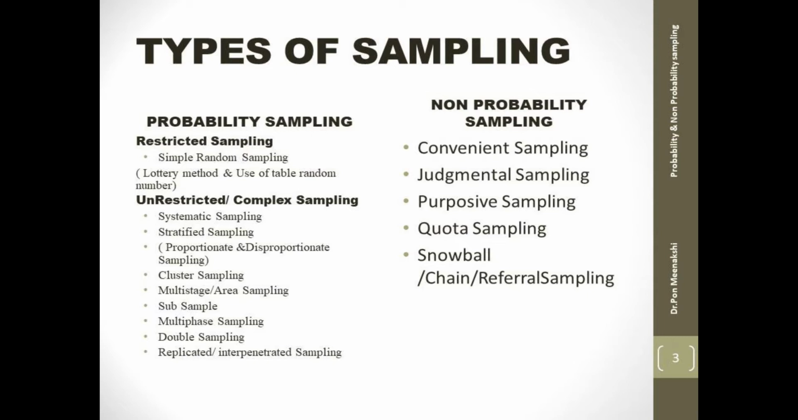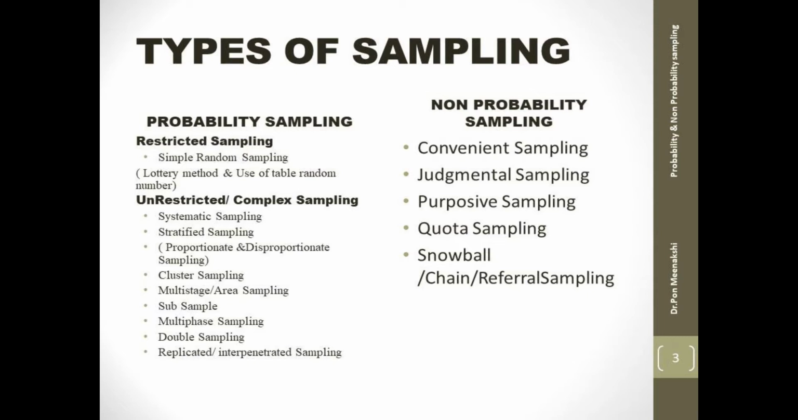Restricted sampling has only one sampling under it, that is simple random sampling. All elements in the population are considered and each element has an equal chance. It has two types: the lottery method and the use of a table of random numbers. Lottery method: selecting a chit out of chits. It is a type of probability sampling in which each element in the population is given an equal chance.